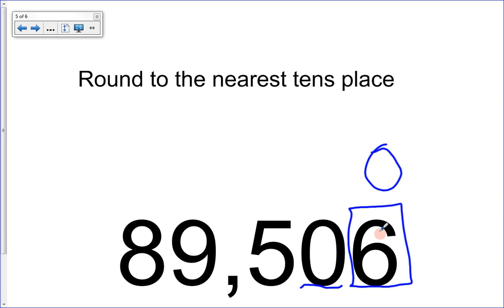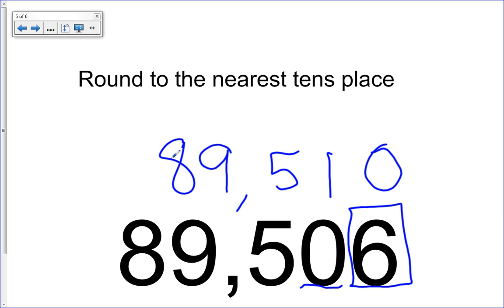If you remember our rhyme, 4 or less, let it rest. 5 or more, raise the score. This is a 6, so that would fall in the 5 or more category. Our 0 is going to get raised. It's going to become a 1. 5 is going to stay the same. 9 is going to stay the same. 8 is going to stay the same. So we just figured out that 89,506 to the nearest 10 would become 89,510 because it's closer to 89,510 than it is to 89,500.